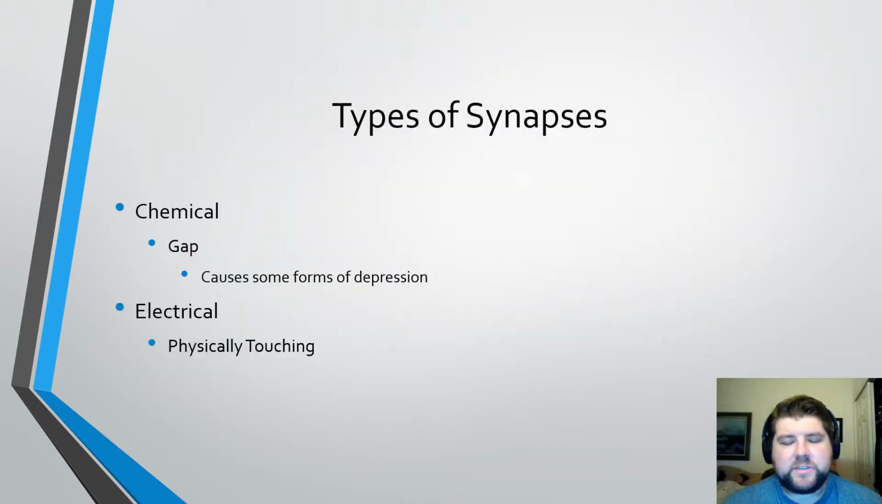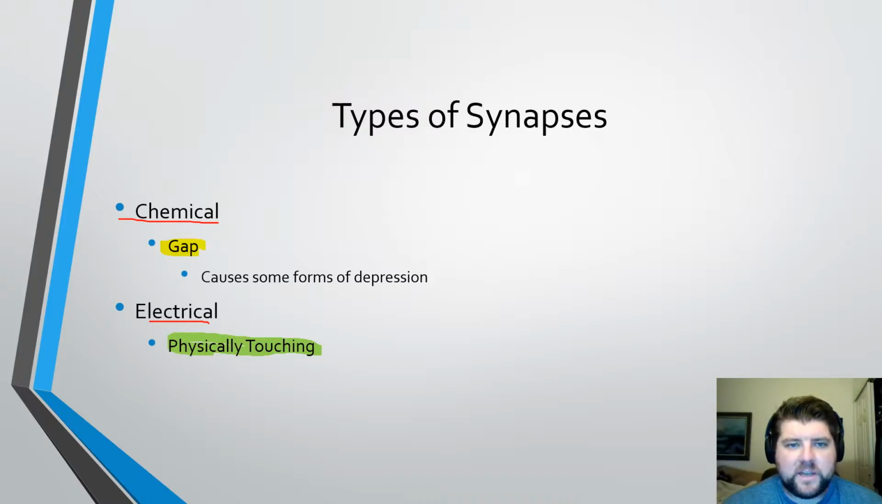So in the previous slide, we saw an example of a chemical type of synapse. But there is also another type, which is the electrical. So the difference between the two is the gap. In the chemical synapse, there's a nice little gap there. But in the electrical one, you can see that they would be physically touching. So the electrical synapse is going to be a lot faster and much quicker than the chemical one because of that small distance it has to cover.